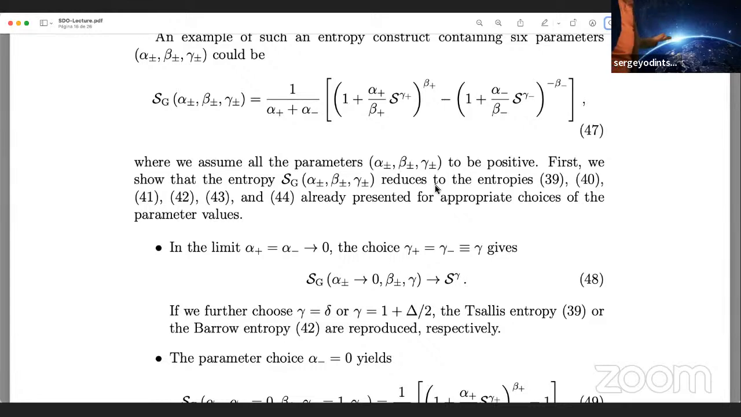So somebody of you may invent another function which satisfies the above conditions and gives in the limit all these known entropies. So that is of course true. Important question is the following. As I told, recently there are attempts to apply all these different entropies to black hole thermodynamics.